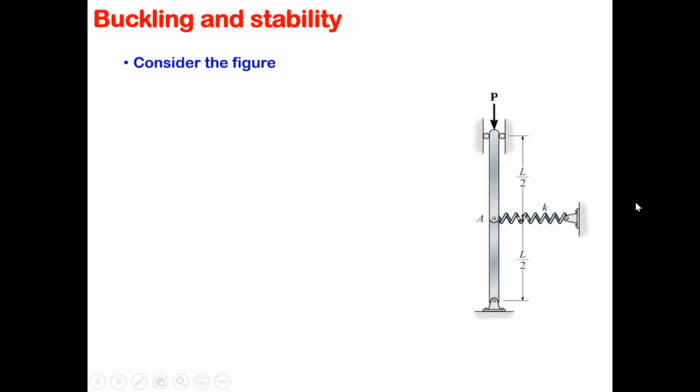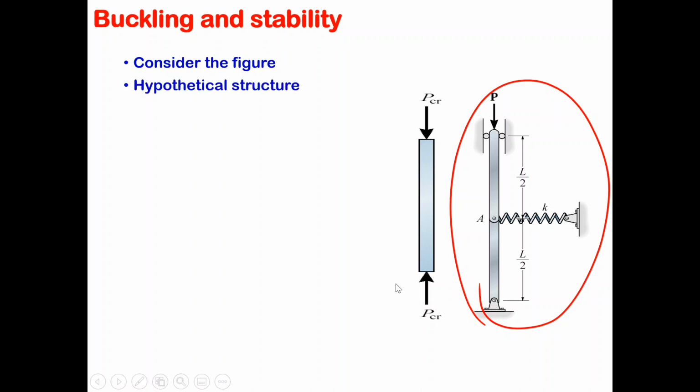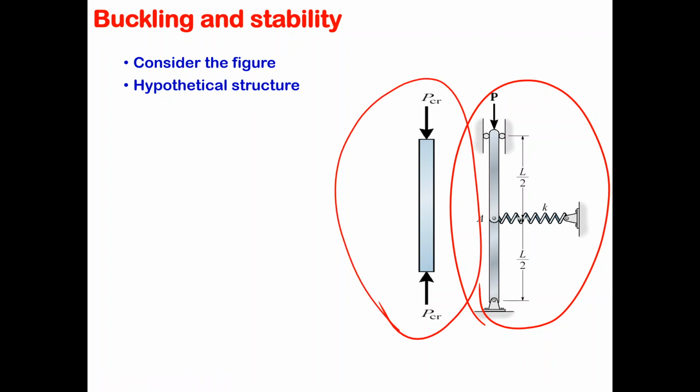Okay. So let's try to see if we can find the buckling load, if there's any way to find the buckling load. We consider this figure. This is an assumption. I'm sorry, it is a hypothetical structure that is supposed to represent this type of compressive load on a buckle.